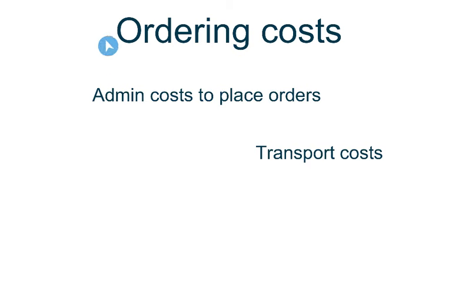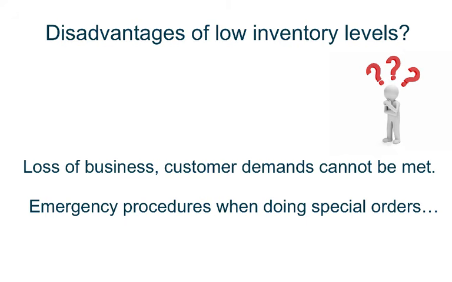Now, what is understood with ordering cost? This is the admin cost to place orders. Remember, whenever you place an order, there's certain costs involved to place that order. And then also the transport cost involved to place orders.